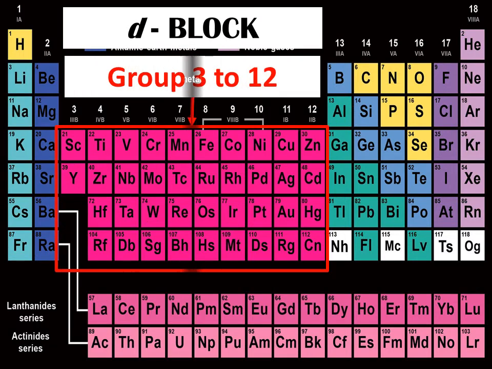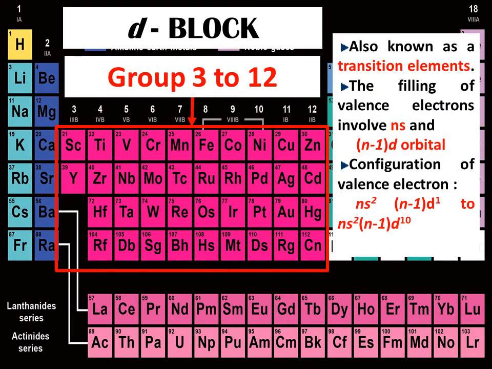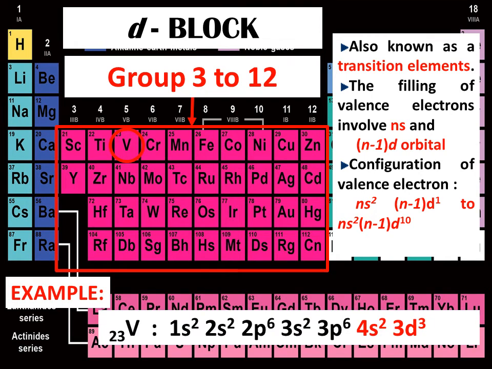D block, group 3 to 12, also known as the transition elements. The filling of valence electrons involves the ns2 and (n-1)d orbitals. The configuration of valence electrons is ns2 (n-1)d1 to ns2 (n-1)d10. Example: the electron configuration of vanadium is 1s2 2s2 2p6 3s2 3p6 4s2 3d3, and the configuration of valence electrons is 4s2 3d3.